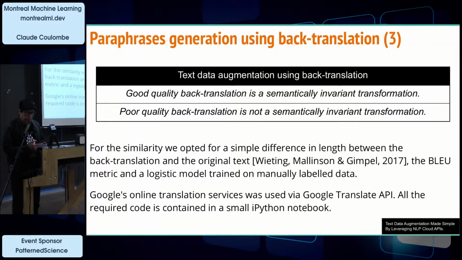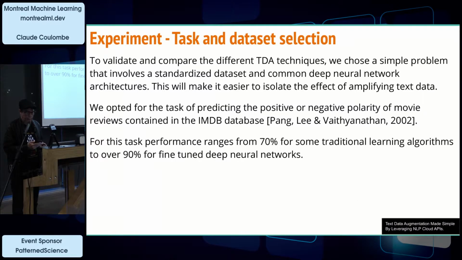To experiment with the different TDA techniques, we chose a simple problem: the polarity prediction, positive or negative, of movie reviews. We used a standard data set, the IMDB database, and common deep neural network architectures. This will make it easier to isolate the effect of TDA.